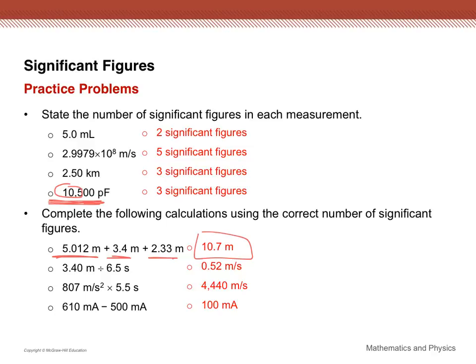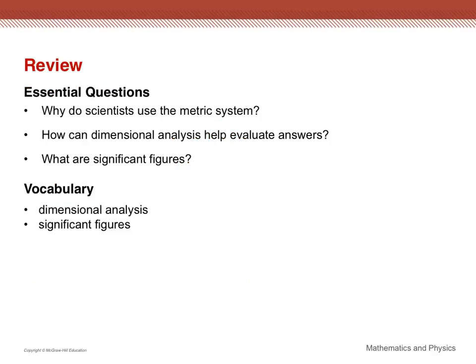Looking at the next one, 3.4 divided by 6.5, we have 2 significant digits, 3 significant digits, so we default to the lowest, 0.52 meters per second. We don't continue on past the 2. Same thing with these last 2 examples. So reviewing this section, hopefully you are able to answer the 3 essential questions of why do scientists use the metric system, how can dimensional analysis help evaluate answers, and what are significant figures.